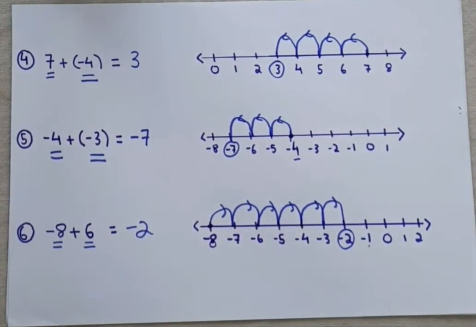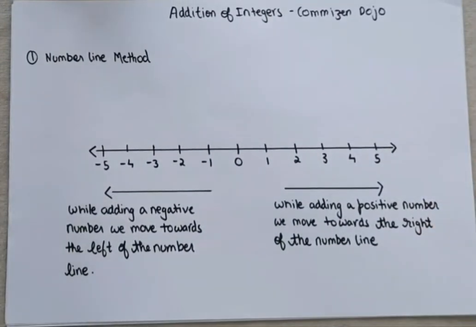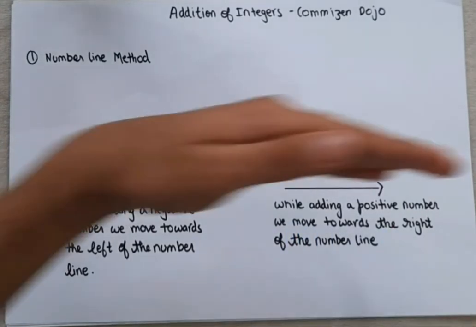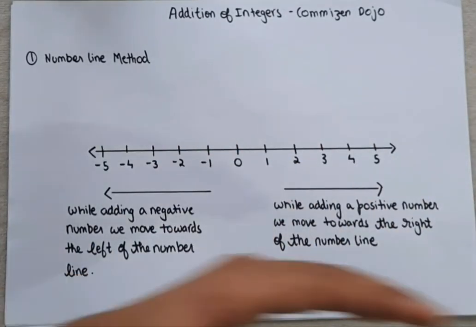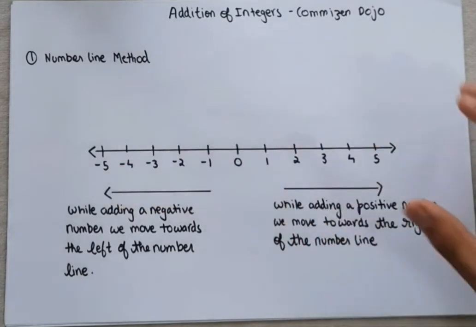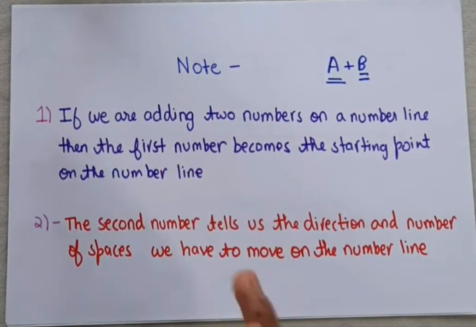Now what we will do is have a small recap, to retain everything. So while adding a positive number, we move towards the right of the number line. While adding a negative number, we move towards the left of the number line. Positive number, right. Negative number, left. We come over here. 2 important notes, super important.